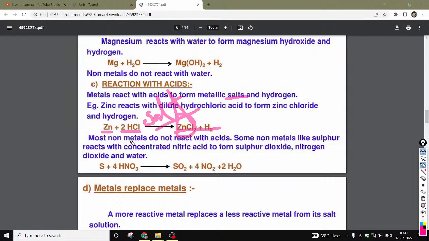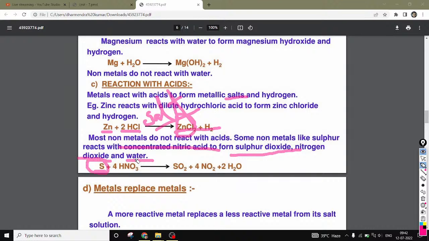And if you have any non-metal, non-metals do not react with acid, right? As in the previous section, non-metals do not react with water, similarly non-metals do not react with acid. Some non-metals like sulfur react with concentrated nitric acid to form sulfur dioxide, nitrogen dioxide and water, right? So even some non-metals are able to react with concentrated nitric acid.